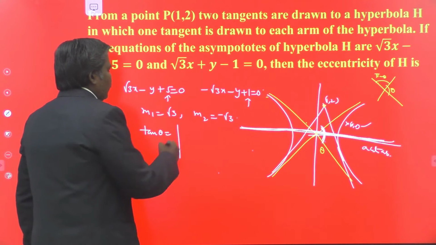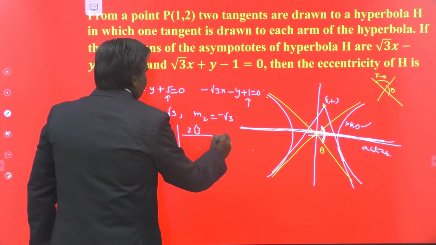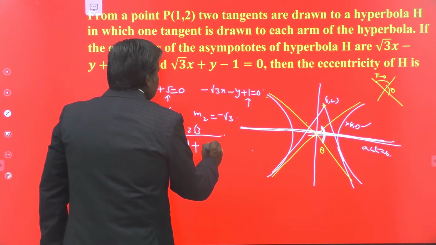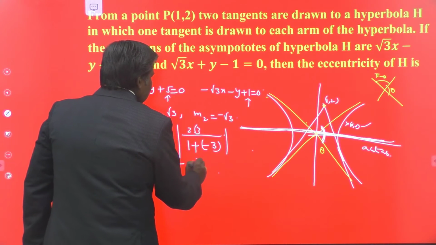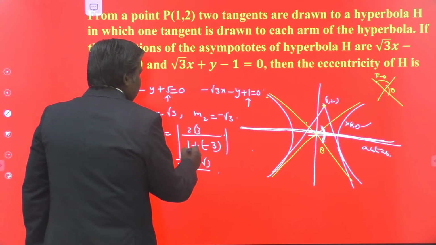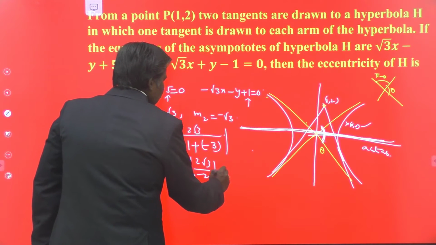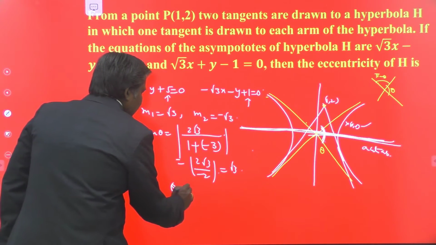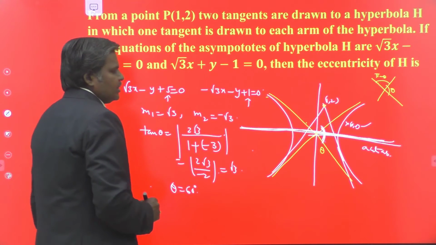So tan theta is equal to what? The acute angle you have to find: m1 minus m2 by 1 plus m1 m2. That is 2 root 3 by 1 plus m1 m2, which is minus 3, that is 2 root 3 by minus 2. So that is root 3. So tan theta is equal to root 3, which implies theta is equal to 60 degrees.